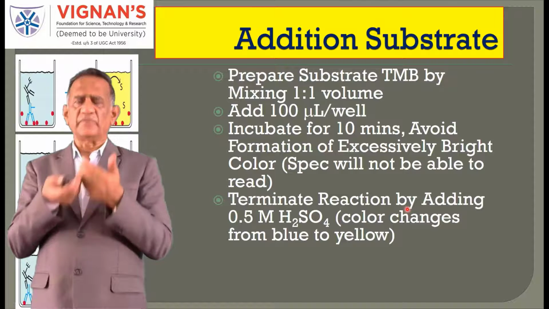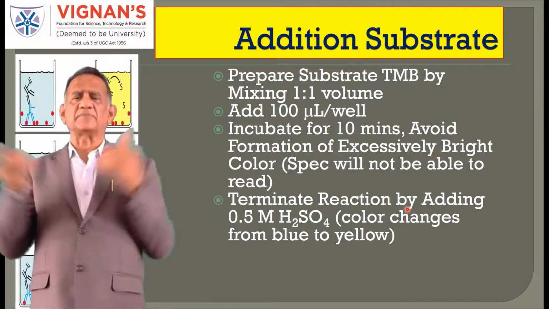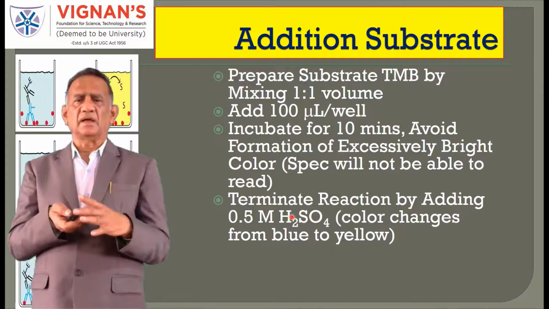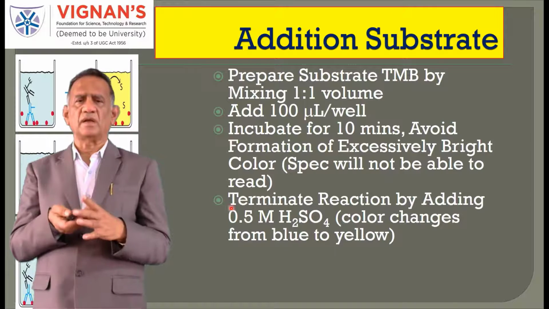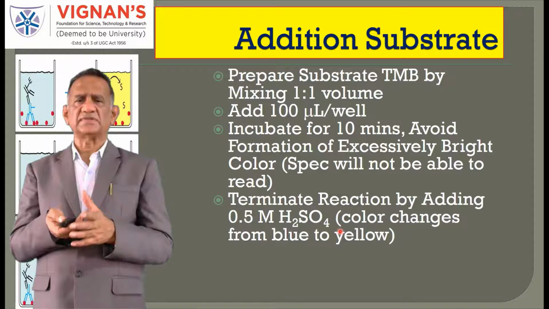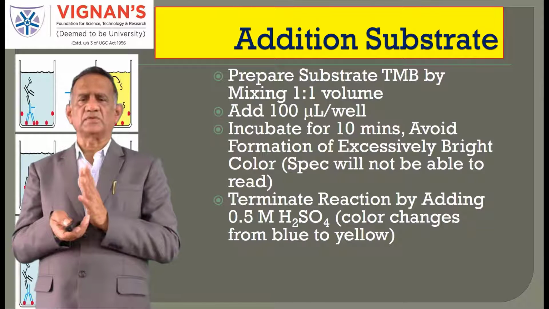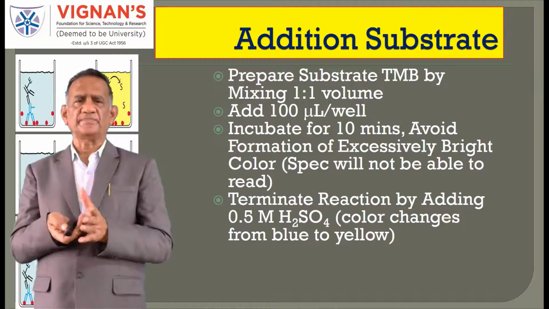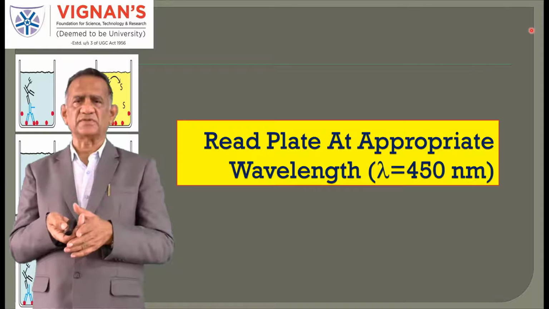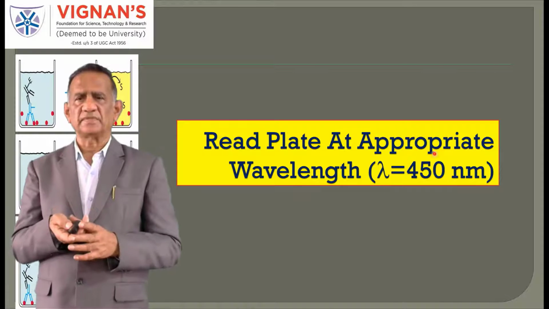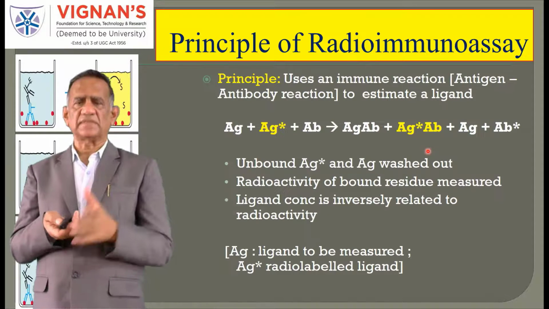If you keep waiting, the color intensity becomes more. So we have to terminate the reaction by adding 0.5 molar sulfuric acid. As a result, the color changes from blue to yellow. We have to maintain the timings here, as we are seeing on the side strip also. We have to read the plate at 450 nm. That is the ELISA.